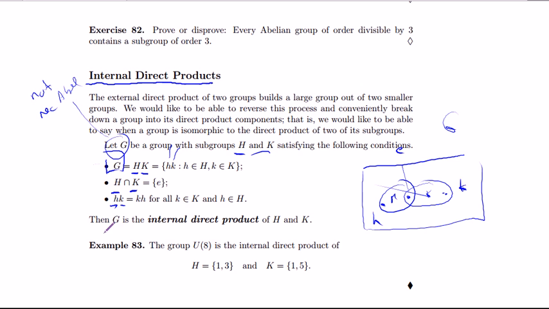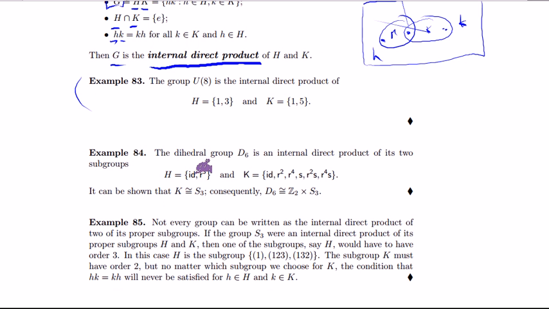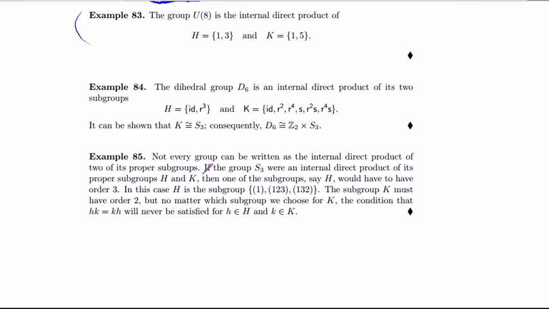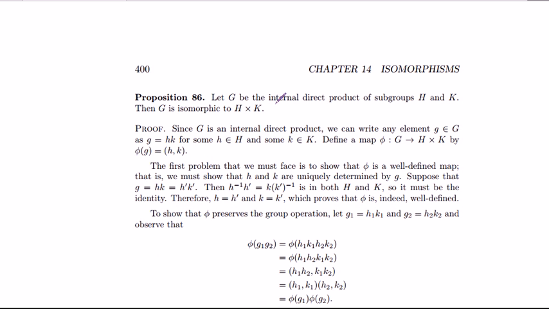It turns out that in this case, we define G to be the internal direct product of H and K. I'm going to go through a few examples of this construction. And the important thing is that, in fact, if G is the internal direct product of two of its subgroups, then G is isomorphic to H cross K. So in other words, G can be identified as the direct product of two of its subgroups.